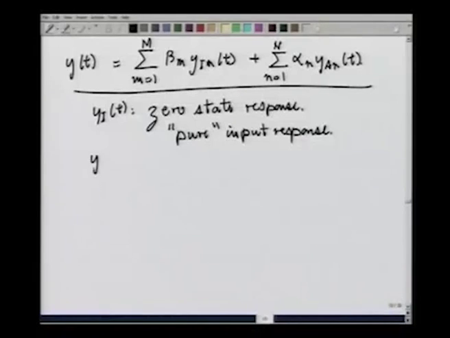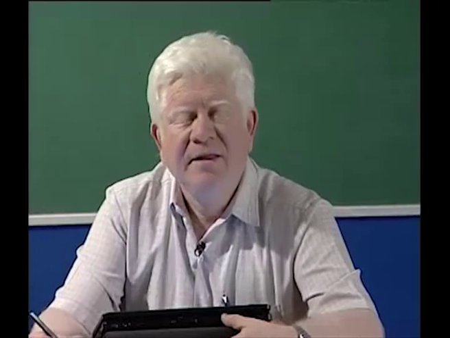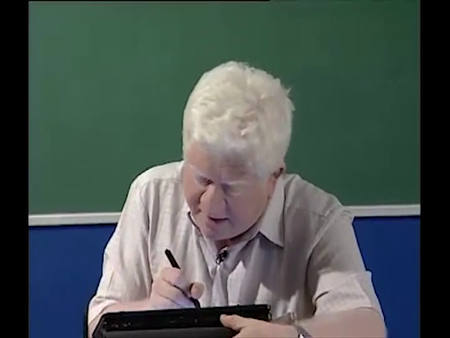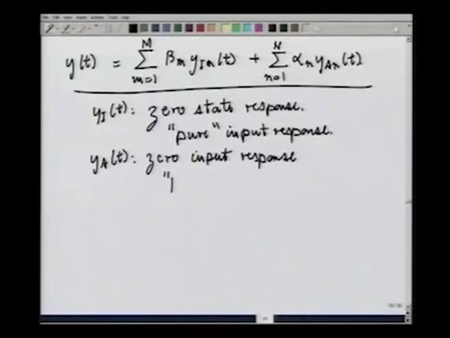Y A of t is termed the 0 input response, because it is the response you observe when the input is 0, when x t is kept at 0. This can alternatively and instructively be termed as the pure state response.